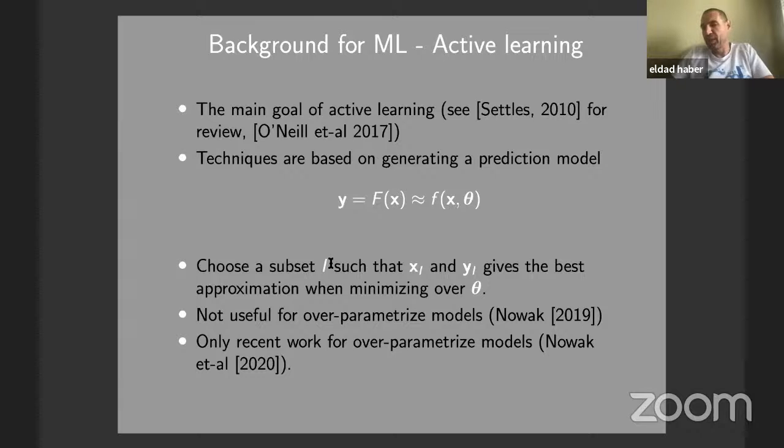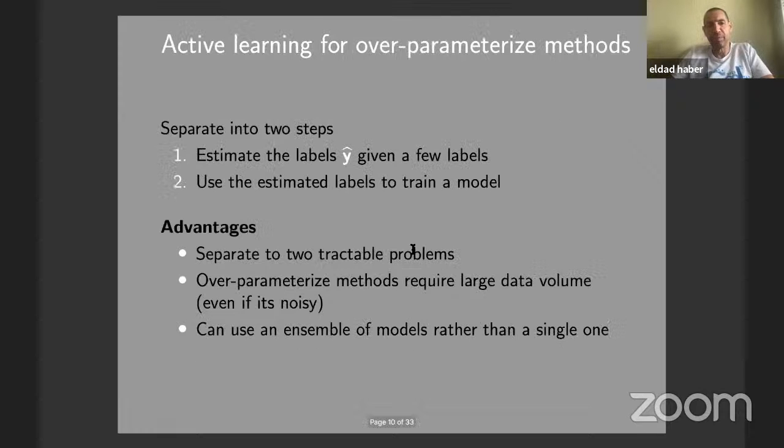Most of the work that has been done on this has been on under-parameterized techniques. If you think about it, for example, something as simple as linear regression. Recently there has been work on over-parameterized models, so deep neural networks. But again, you're coming with an assumption here in mind, okay?